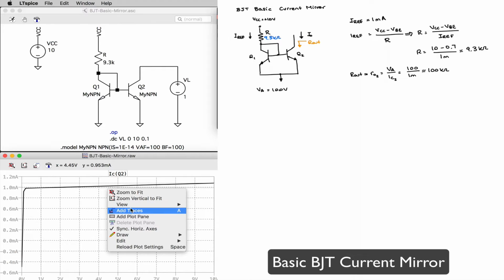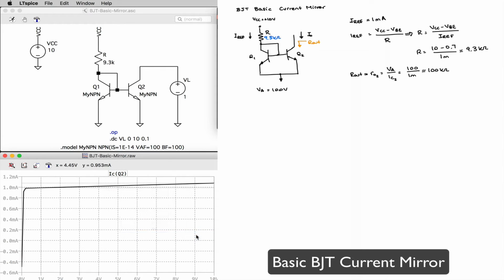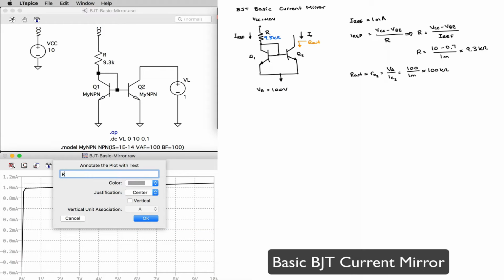So let's go ahead and enter some text and just say my output resistance is equal to 1 over the slope, which in this case is 1 over 9.85e-6. We don't really need that many digits, so I'm just going to carry it as 9.85 to make it more readable, and that's approximately equal to 100 kilo ohms.